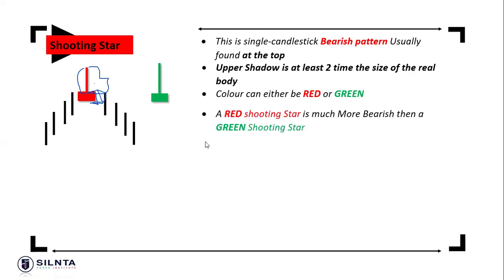Ne? And then a red shooting star is much more bearish than a green shooting star. Meaning, if you find a red shooting star at the top, it's more powerful when you are looking for selling opportunity, than when you find a green one at the top and you are looking for selling opportunity. You get it? That is what we mean there.